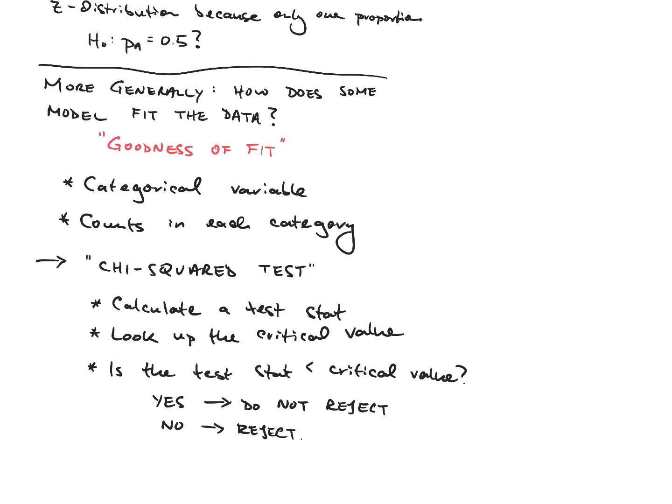So here's the general way that we test something using a test statistic, and we have a particular test statistic for the chi-squared test. I'm going to write the Greek letter chi. It looks like a curly X. Chi-squared.